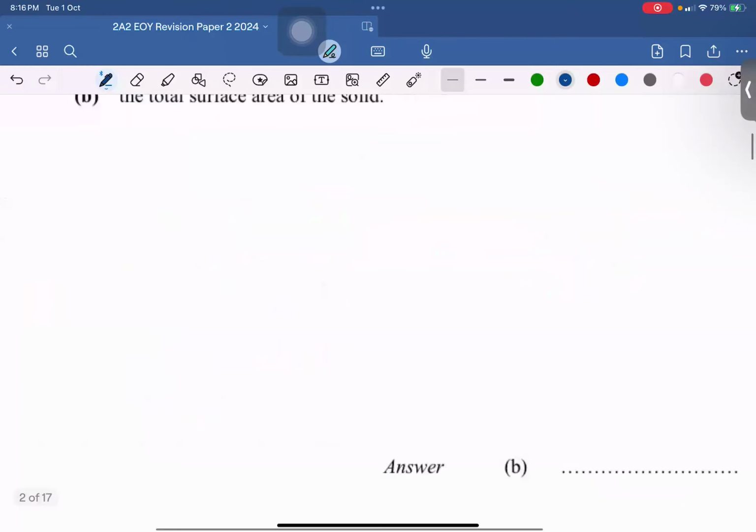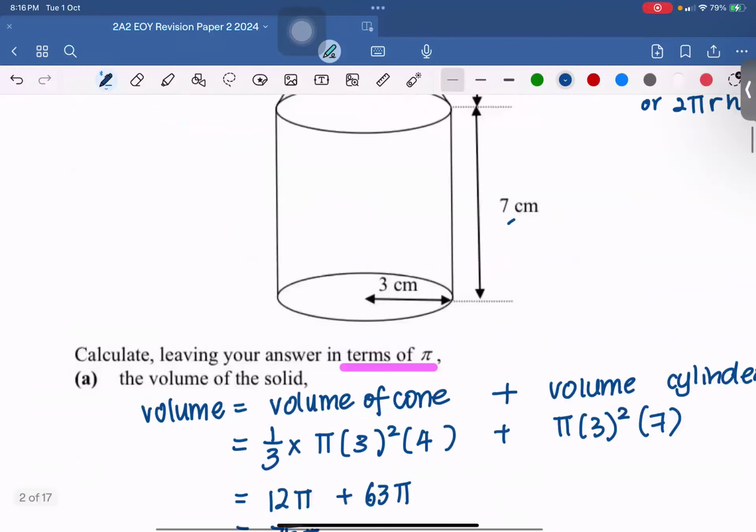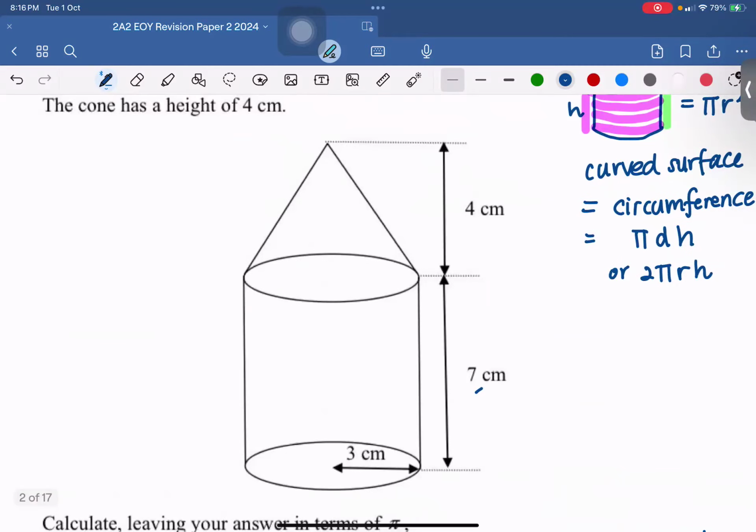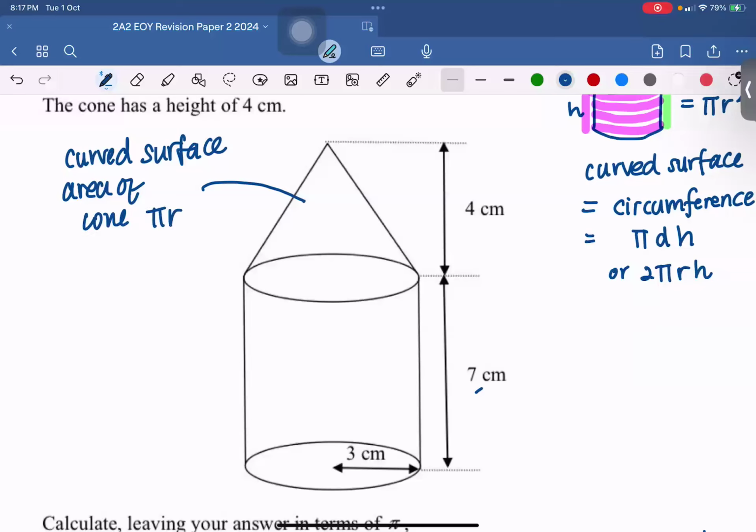Now they still want the whole thing in terms of pi, but they want the total surface area of the solid. So total surface area of the solid, before we begin, what is the formula for the curved surface area of cone? Pi RL. Okay, this one is given in the formula sheet. Curved surface area of cone is pi RL.